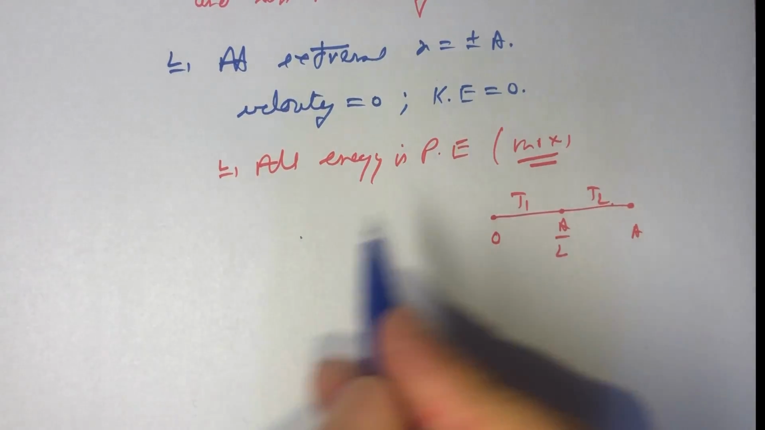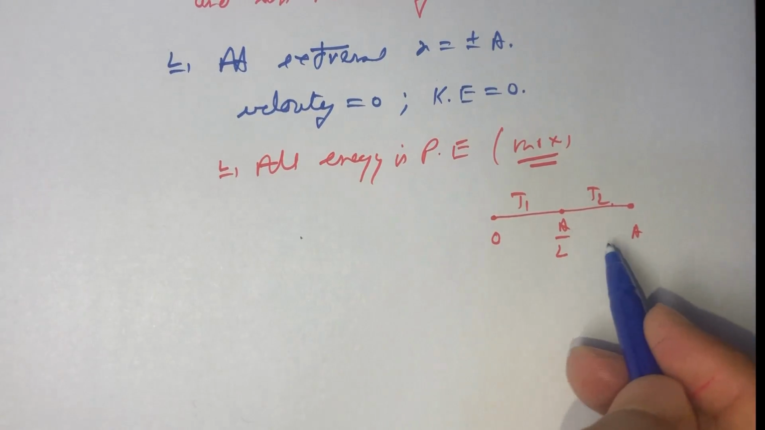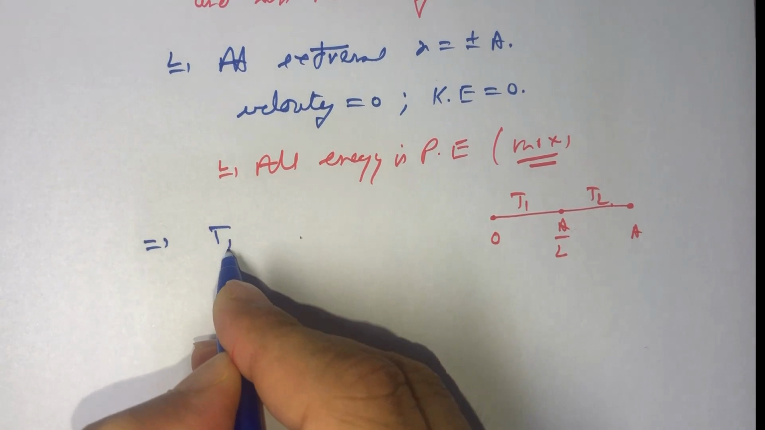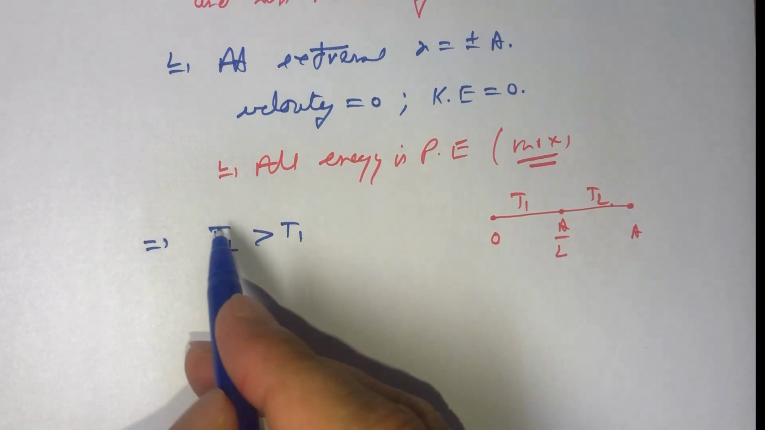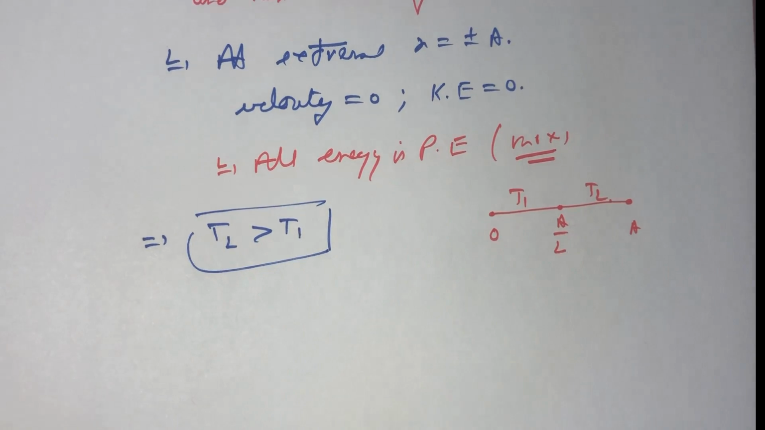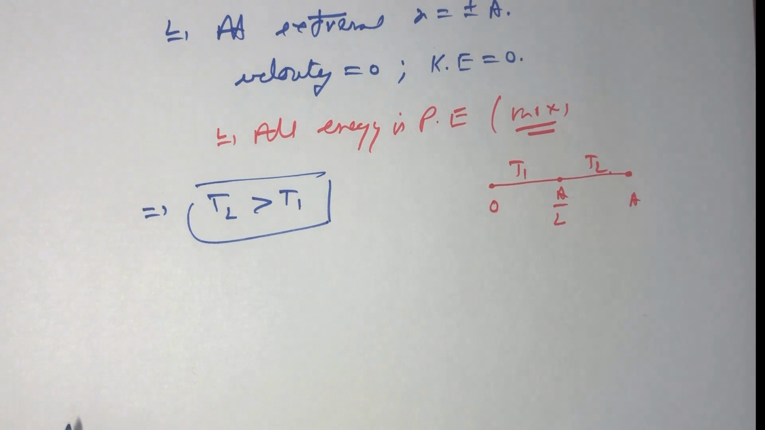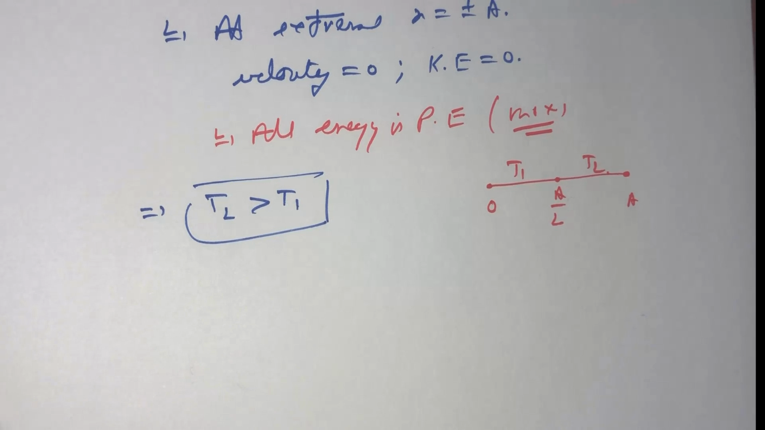So velocity decreases, so time taken to cover the distance is going to increase. So we can say from here that the value of t2 is greater than t1. This is based on the discussion of the energy explanation. The same thing can be explained by the force also.